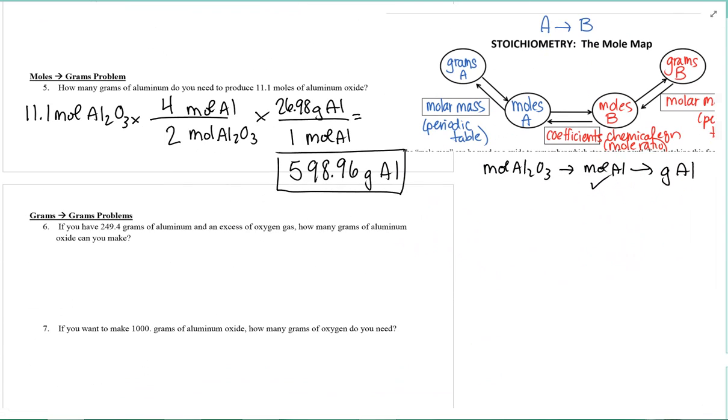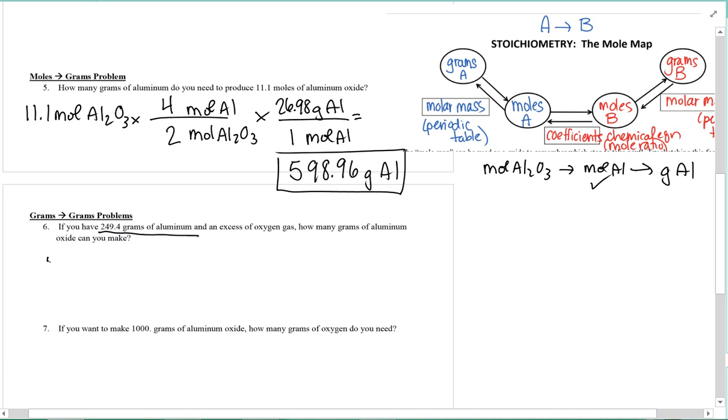All right, let's try a grams to grams problem. So this is going to be a 3-step problem to go from grams to moles, moles to moles, and then moles to grams. That's 3 steps. So I'm starting with 249.4 grams of aluminum, and I'm trying to find grams of aluminum oxide.